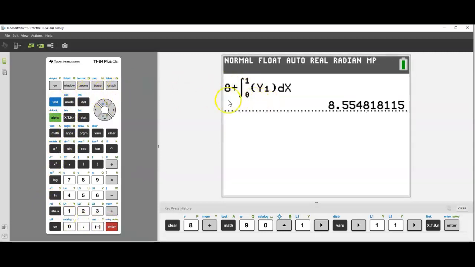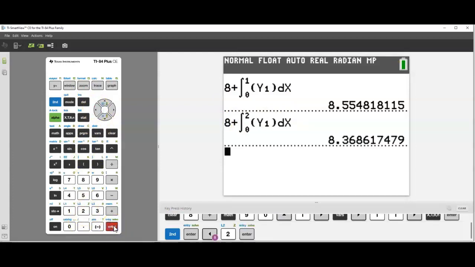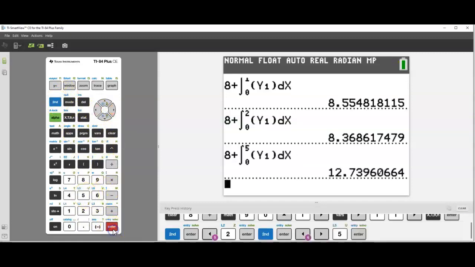Now, we also wanted to enter 2 and 5. So instead of retyping it, though, I just need to push second and enter, and it brings back the whole equation for me. And I just need to scroll back and replace the 1 with a 2. Enter, and then bring back the equation again. Scroll back and replace that 2 with a 5. And now we have all the values that we wanted. We have 8.554, 8.368, and 12.739.